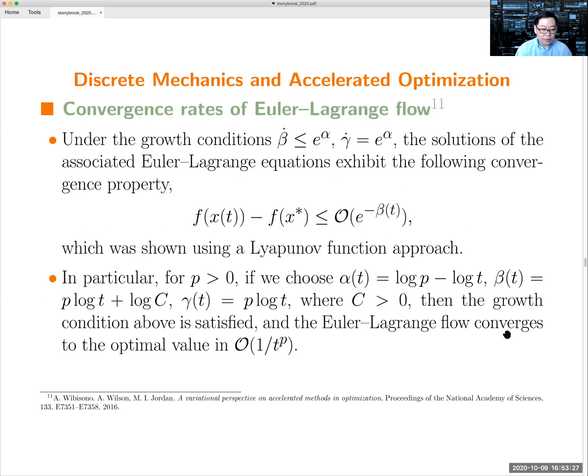Let me try to, yeah. So the point is that if you choose these alphas, betas, and gammas as a function of time in a nice way, in particular, these are examples of choices you can make, then the Bregman Lagrangian flow converges to the optimal value at 1 over t to the p for any p, okay? So now you have this fundamental disconnect. On the one hand, you have the Nesterov result, which says that the best you can do is 1 over t squared. But you have this continuous flow, which can converge arbitrarily fast. So one obvious question is, well, what gives?